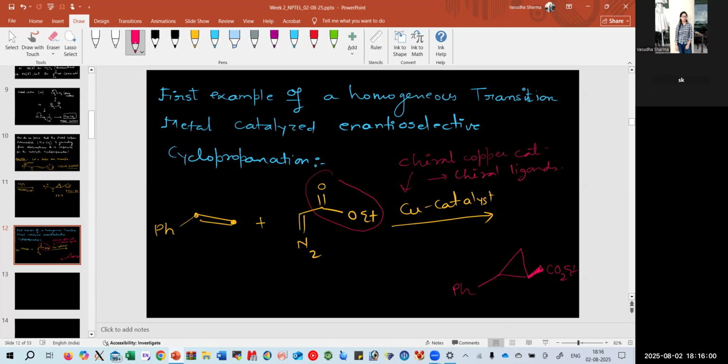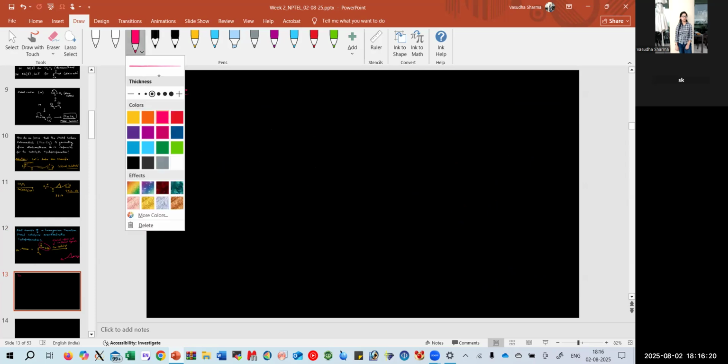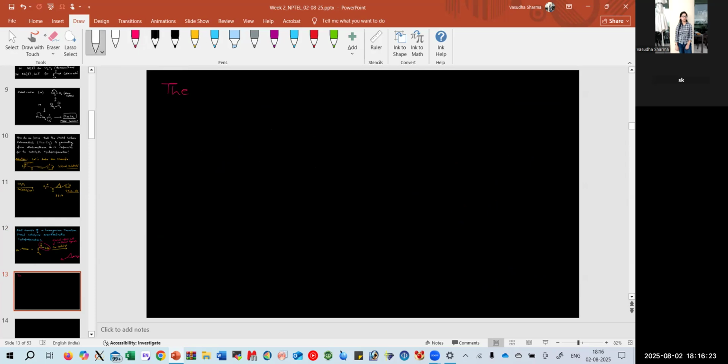So in that case, if you have a chiral system, if it induces the chirality in your system, like in this case, then we can say that the metal carbene is involved, and not, for example, the free carbene. So there are two potential carbenes in this particular case, two potential carbenes which are in competition with each other.